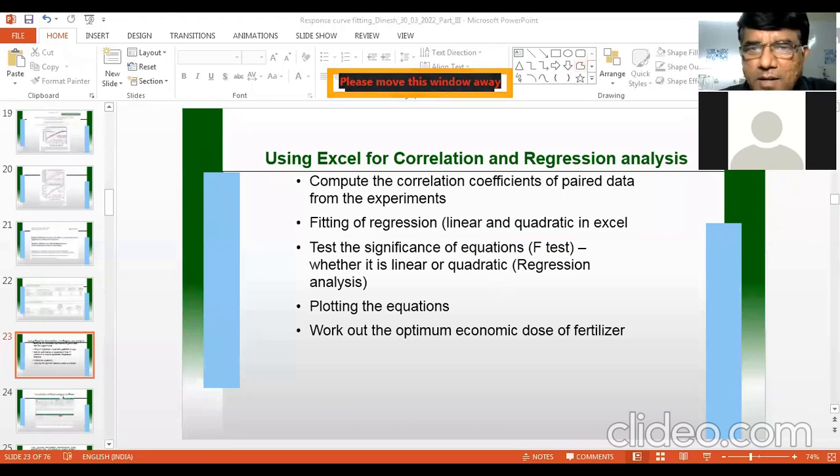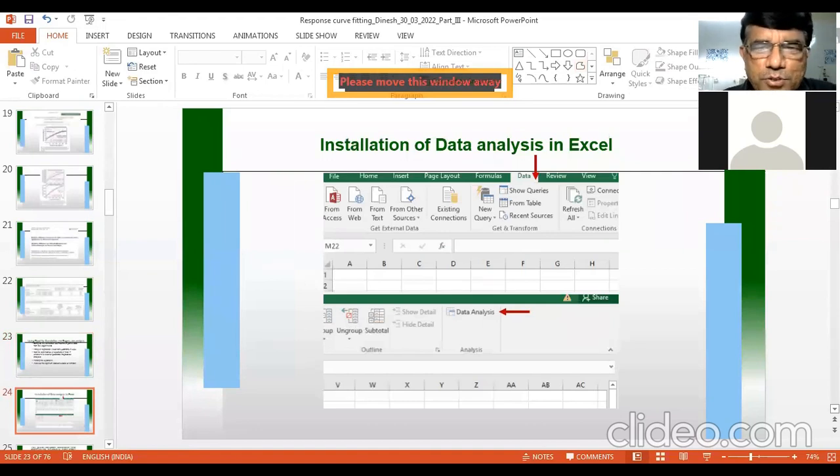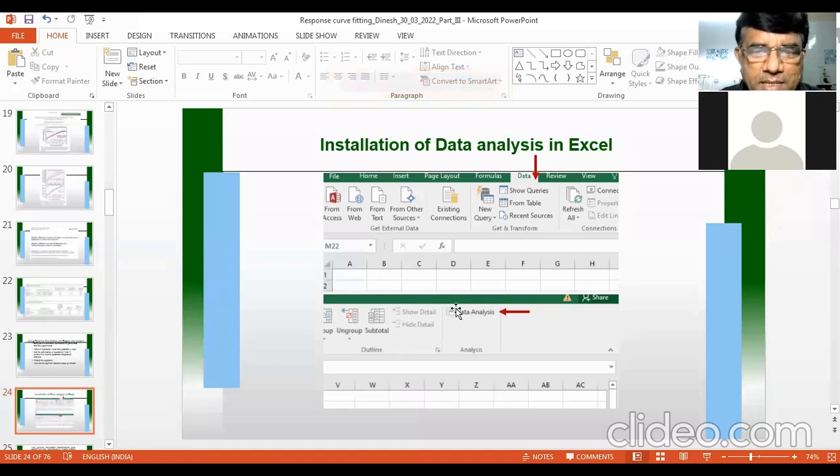Now we are going to learn, and in the very beginning, your job is to install the data analysis pack. The data analysis pack is always there in all Excel programs, but many times it is not installed. You can check your Excel program on your computer, your laptop, wherever you have Excel. When you open Excel, you can check whether you have the data analysis pack or not. You can see here the red arrow on the left direction. It should be seen in your Excel, but many times it is not seen.